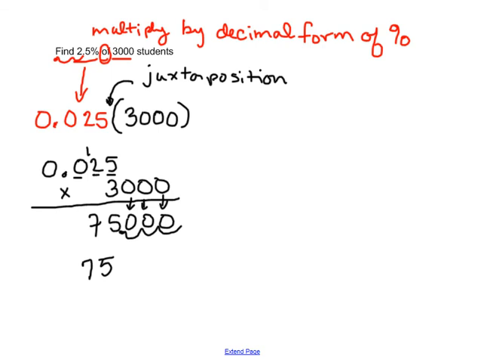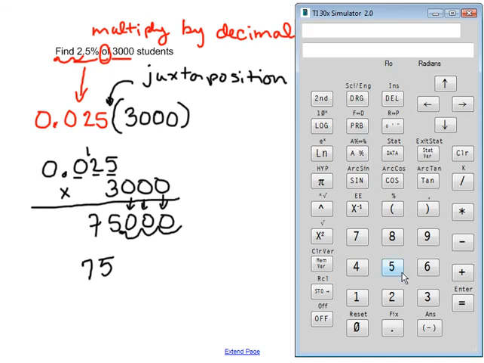And we can see that if we do that on the calculator, let me just pull the calculator up here. Remember we had 0.025 times 3,000. If we work that out, we end up with the same 75.